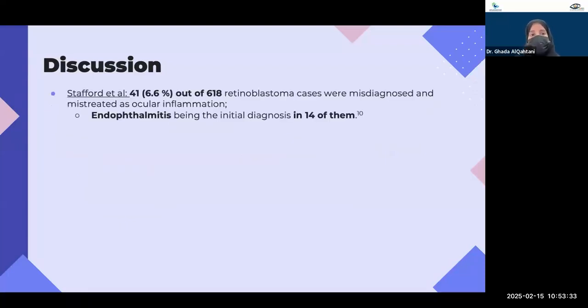Looking at the literature, Stafford and his team conducted a study and found that 41 out of 618 retinoblastoma cases were misdiagnosed and mistreated as ocular inflammation, with endophthalmitis being the initial diagnosis in 14 of them.